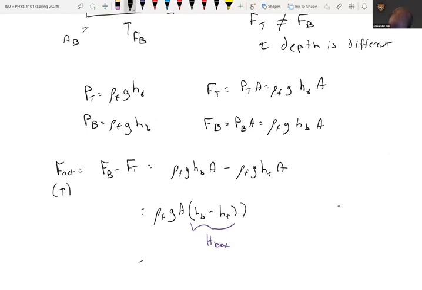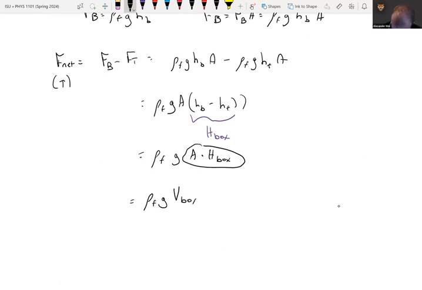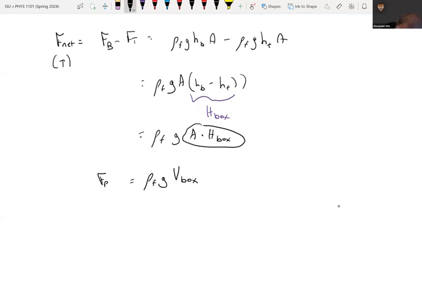Well, what's cool about this is now we have density of the fluid times G times A times the height of the box. If you're paying attention, you might realize that this thing is equal to the volume of the box. So it's density of the fluid times G times the volume of the box. That is how we found the buoyant force. It's the density of the fluid times gravity times the volume of the box. Now, this is if it is completely submerged.